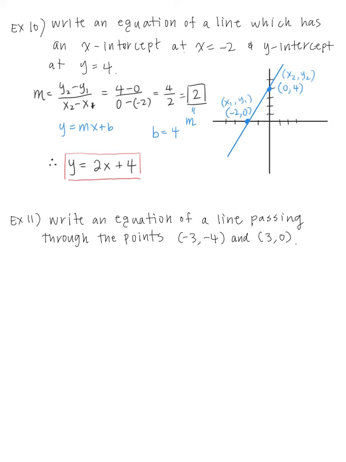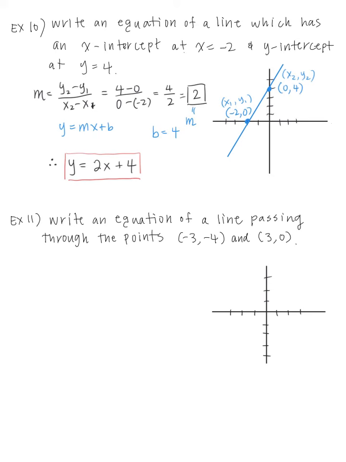Alrighty, now let's look at example 11. Is this too many examples? I'm sorry, I'm all the way up to example 11 already, but I feel that the more problems you see, the better you're going to get at it. But anyway, let's take a look at this one. Write an equation of a line passing through the points (-3, -4) and (3, 0). All right, so let's get started. Let's just try to understand what we're doing.